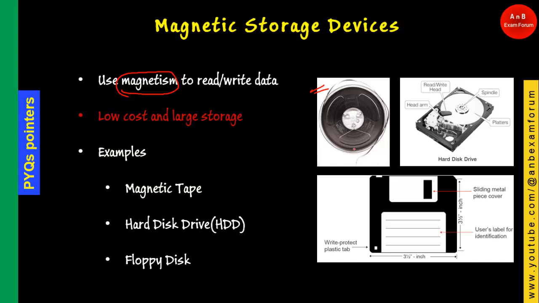Then we have HDD, that is hard disk drive. As you can see, there's a spindle, platters, and a read write head arm. I'm not going to discuss the internals of HDD, but remember it is a magnetic storage device. And a very older one is the floppy disk. Nowadays it is obsolete, but it looked like this. The most common one is the 3.5 inch floppy, which was used by most people. So the floppy disk is again a magnetic storage device.